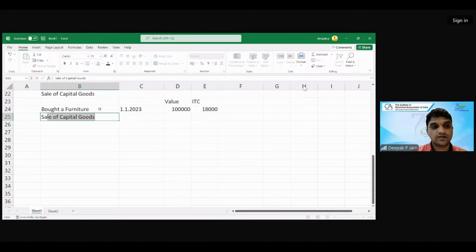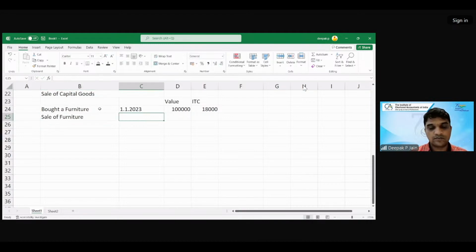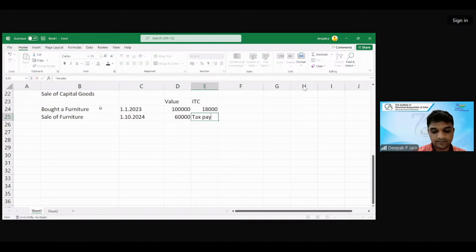Now there is a sale of this furniture on 1st of October 2024 for a value of 60,000 rupees. Now the question is, how much is the tax payable? Can you calculate and tell me?